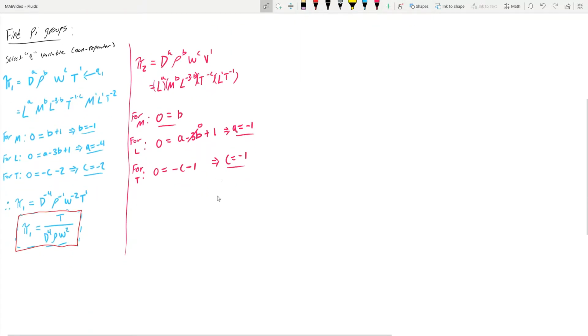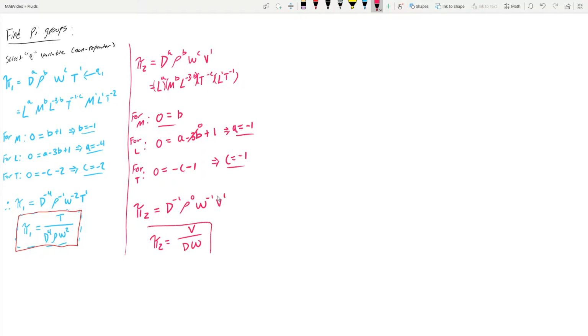Okay. So then our pi 2 is now d to the a, which is -1, rho to the b, which is 0 now, omega to the c, which is -1, and then velocity, again, just to the first power. So then we get pi 2 as velocity over d omega.